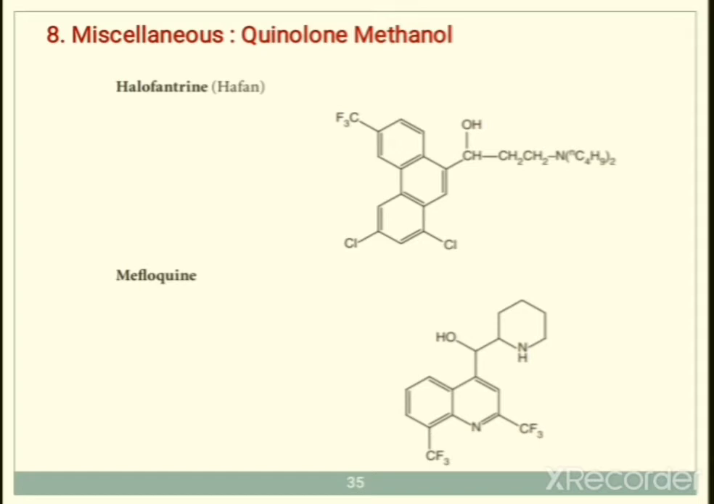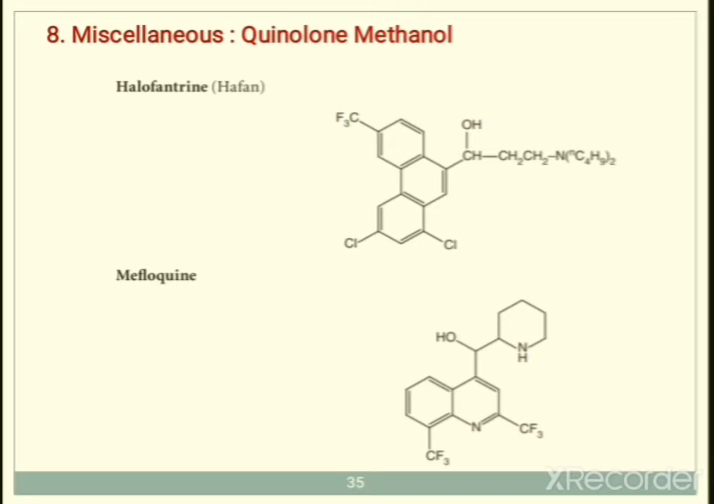Okay, so the first structure is halofantrine. The basic structure is a phenanthrene ring. You can see the phenanthrene ring with CF3 substitution, dichloro substitution, and CHOH will be there. Okay, then CH2CH2N(C4H9)2. Okay, so this is the halofantrine structure.